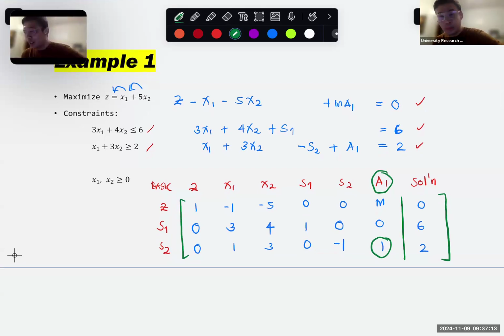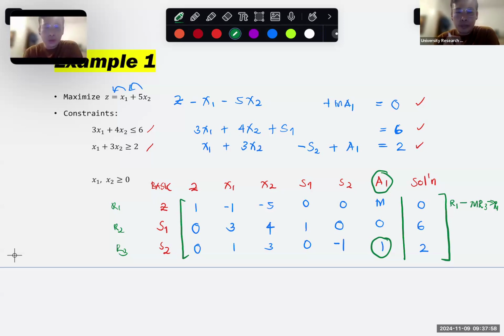So now, how do we eliminate M? The formula we use is R1, the entire row 1, and then we subtract the coefficient of the first row, which is M, multiplied with our pivot row, which is row 3. By the way, this is our row 1, this is row 2, this is row 3. And that would become our new row 1. That's the one that we are going to use. So R1, the first row, minus the coefficient of that row multiplied with our pivot row, the third row, and that would become our new row 1.